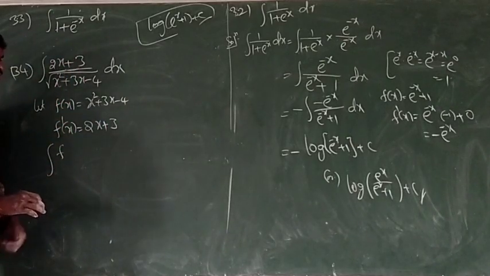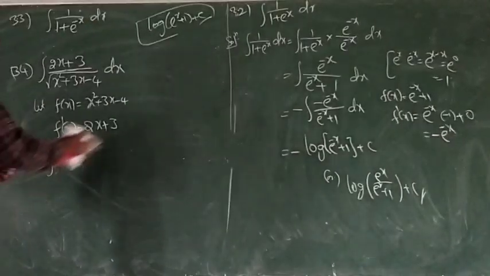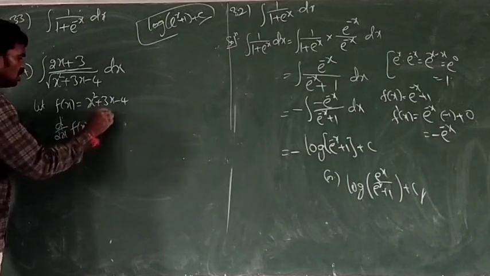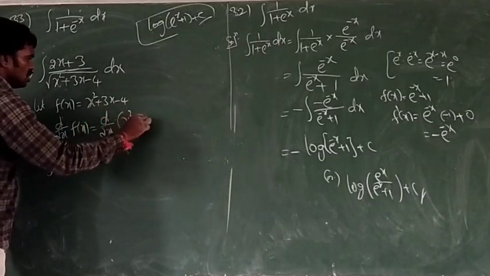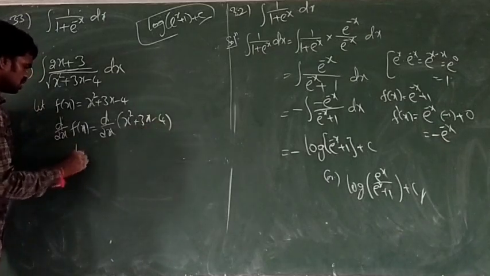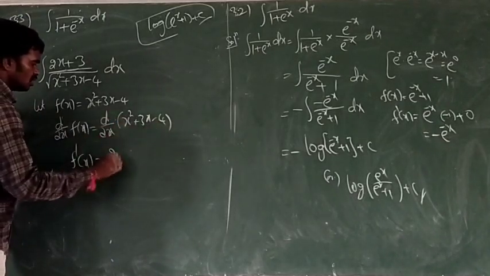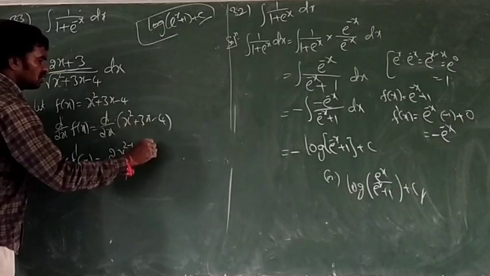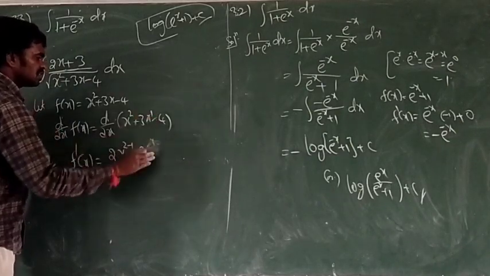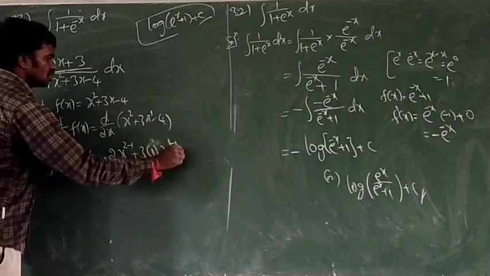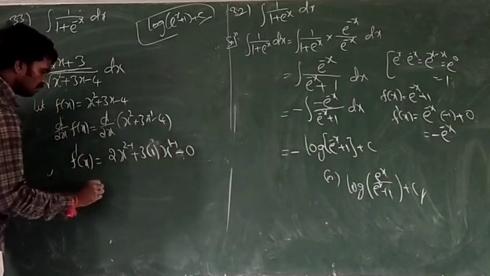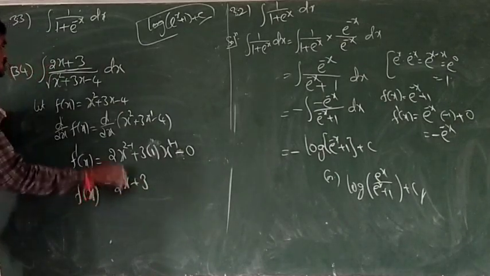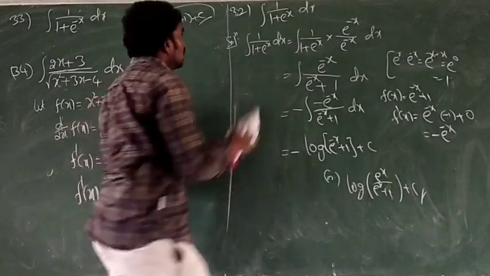Now the formula: the numerator, otherwise write step by step. How can we write step by step, sir? The derivative of f of x is the derivative of x square plus 3x minus 4. So f dash of x is 2 into x power 2 minus 1, plus 3 into x power 1 minus 1, minus 4 constant derivative 0. So 2x plus 3 is f dash of x. Got it?